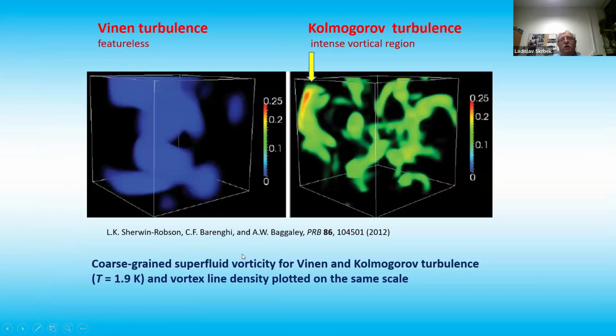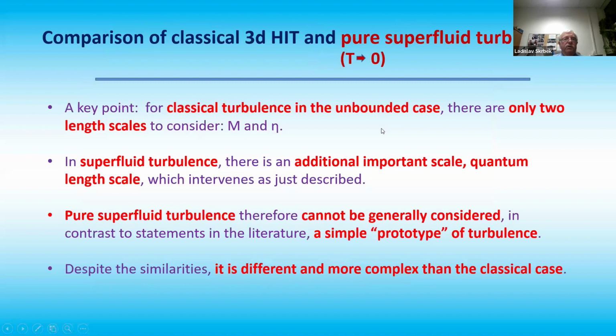So how do we characterize Vinen turbulence and Kolmogorov turbulence? The Vinen turbulence is kind of featureless. I used this numerical simulation by Carlo Barenghi, Andrew Baggaley and that group. So you see that Vinen turbulence, if you coarse-grain it, is featureless. But in Kolmogorov turbulence, like classical turbulence, there are intense vortical regions. So that's the difference. The coarse-grained superfluid velocity fields for Vinen and Kolmogorov turbulence are very different. And that's the main difference between them.